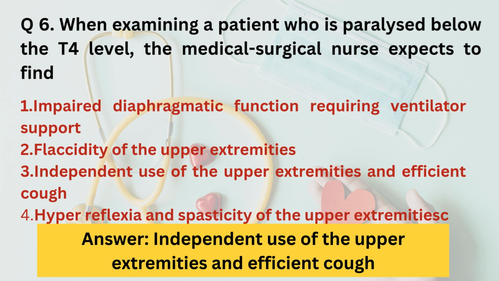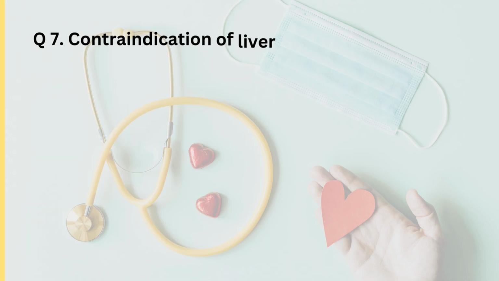The upper extremities are usually not affected by T4 level paralysis. Then hyperreflexia and spasticity of the upper extremities. Hyperreflexia and spasticity are more commonly associated with upper motor neuron injuries, which typically occur higher up in the spinal cord, not at T4 level. Hence, the correct answer is independent use of the upper extremities and efficient cough.